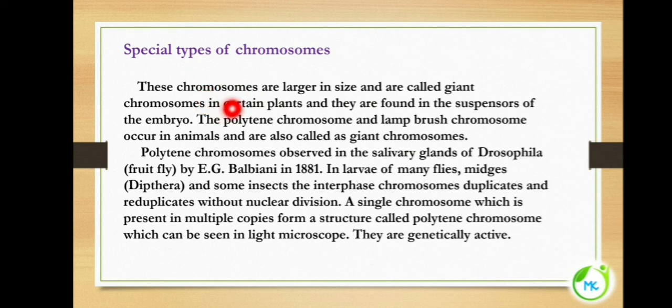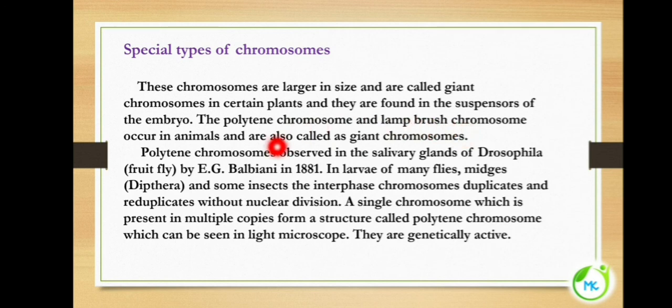These chromosomes are larger in size and hence they are referred to as giant chromosomes. These giant chromosomes are found in certain plants and they are also found in the suspensors of the embryo. The suspensors are nothing but the supporting tissues of the embryo. Examples for such giant chromosomes are number 1, Polytene chromosome, and number 2, Lampbrush chromosomes.